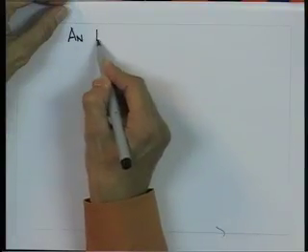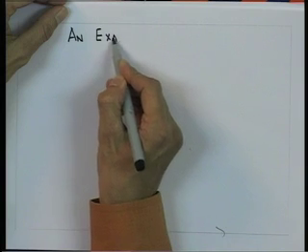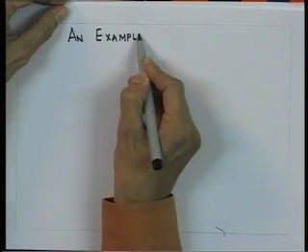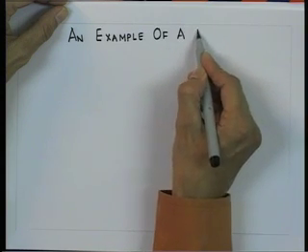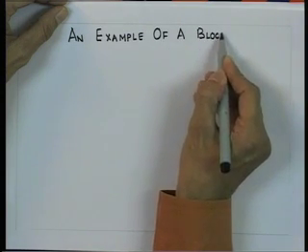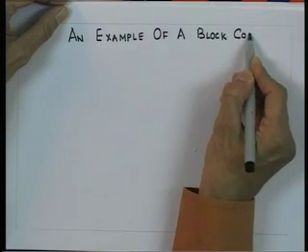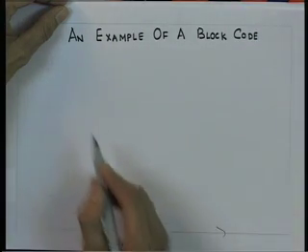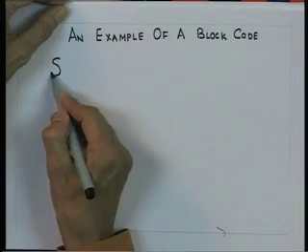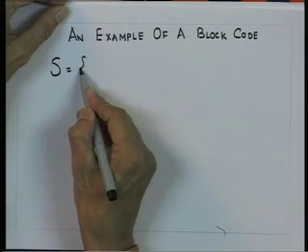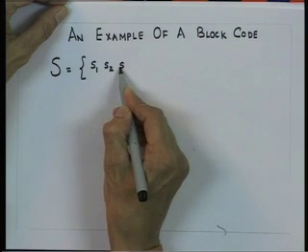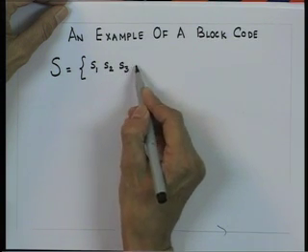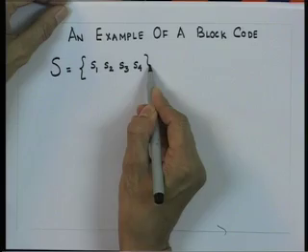So, an example of a block code. Let me assume that I have a source alphabet consisting of 4 source symbols denoted by S1, S2, S3 and S4.